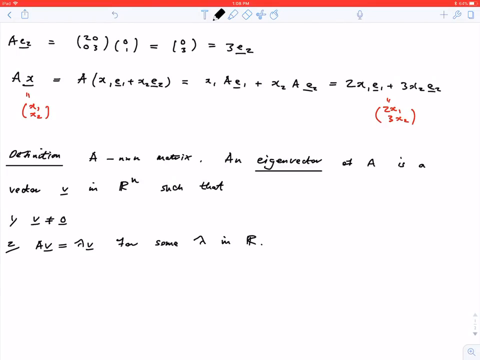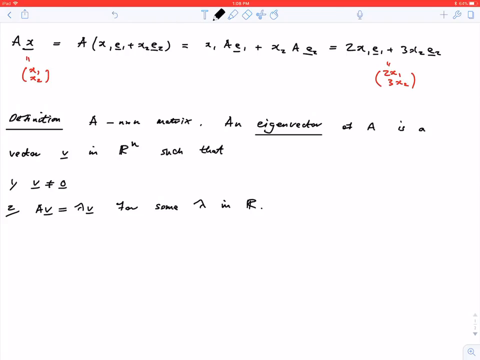So this lambda is kind of important. We call any such lambda an eigenvalue of A. So the eigenvalues of A are explicitly the scale terms that turn up when I look at eigenvectors. So this is a very important definition.